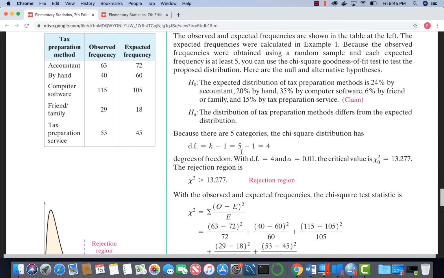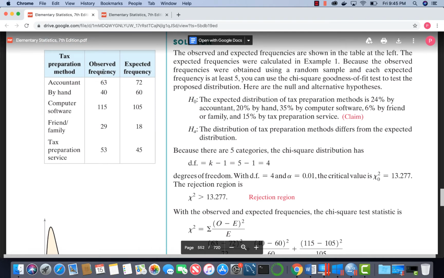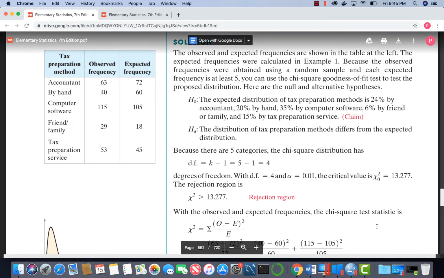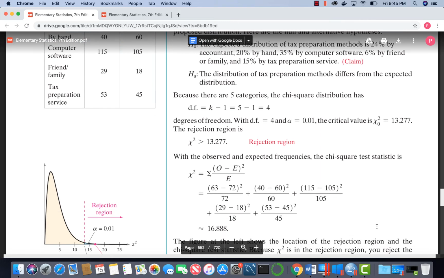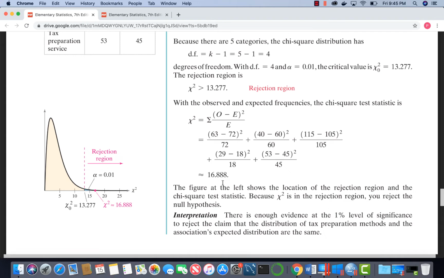Now, we can make the table we made last time. This column would be the column for O. This would be the column for E. We would basically add 3 more columns. One for the difference between these, one for the square of the difference, and one where we compute all of these individually without the summation symbol. And then we take the sum of that column, we would obtain the same value of 16.888. And that would be our chi-square test statistic.